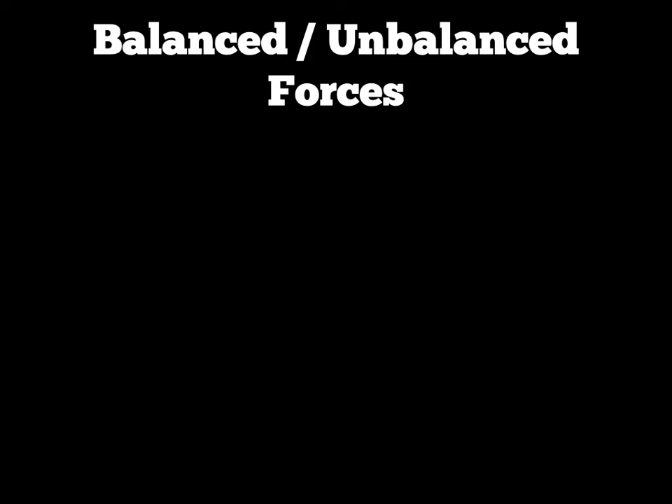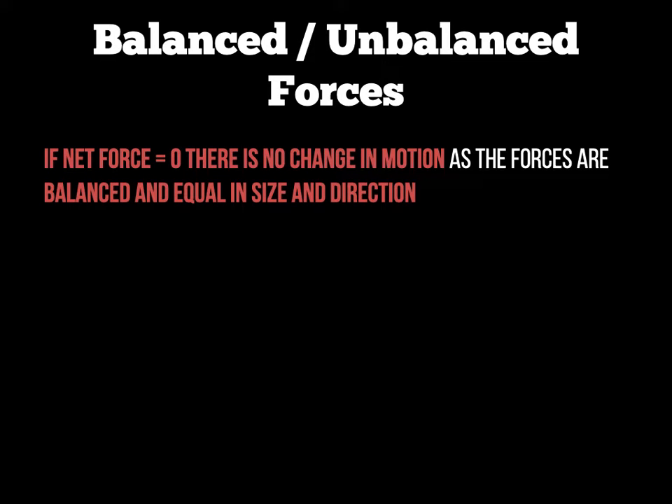We have a concept also that's in your exam called balanced or unbalanced forces. And you need to understand how this works. It's fairly straightforward, but it can catch people out. So we're looking at the overall total of the force, so net force. So if net force equals 0, the body or the object doesn't move. It's stationary. Okay, so net force equals 0, the body or the object is stationary, and the reason for that is because the forces are equal in size and direction.